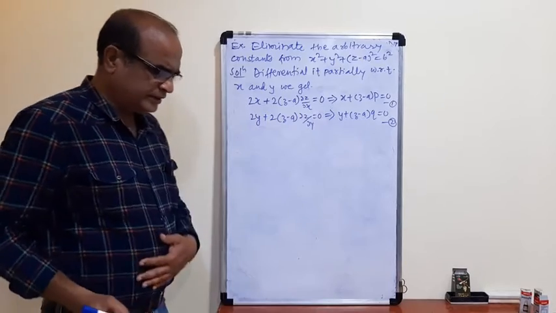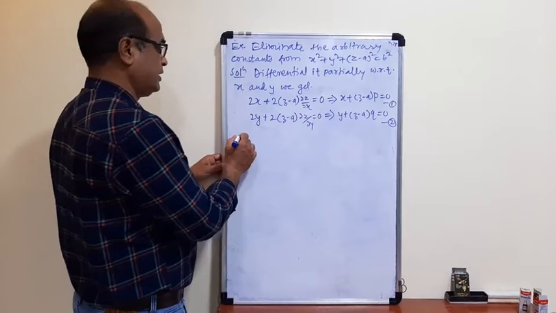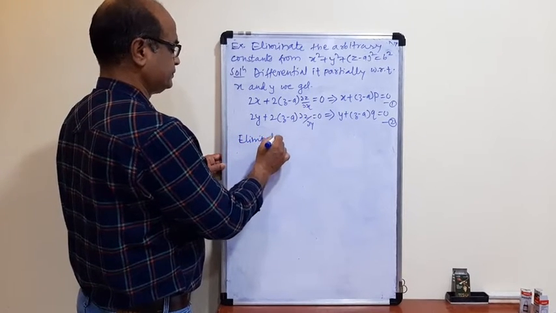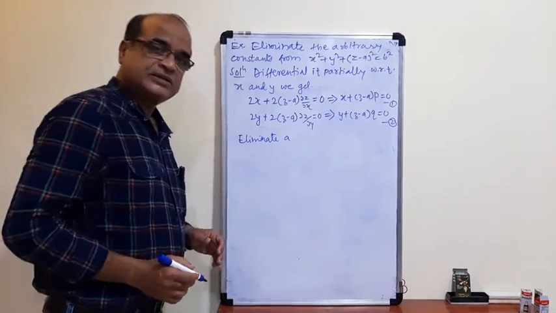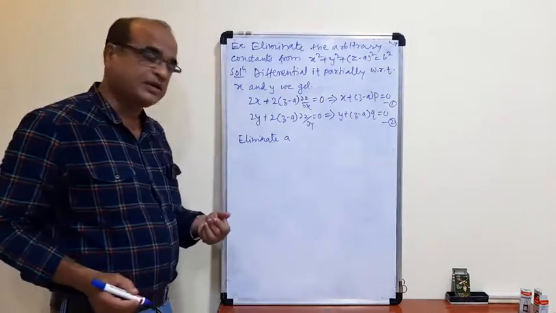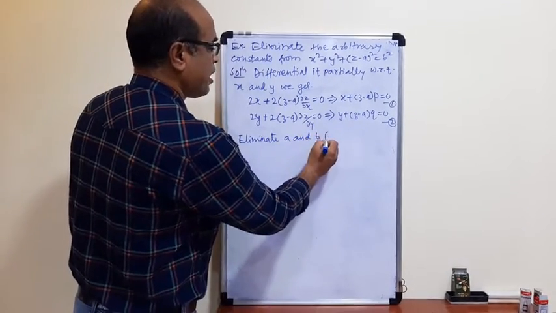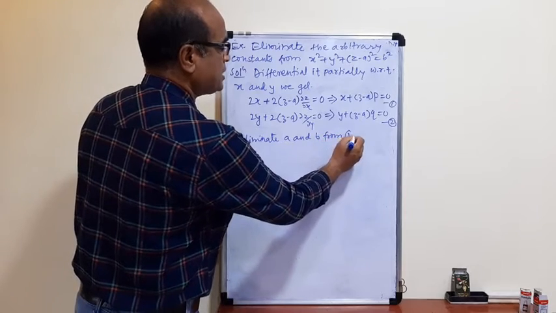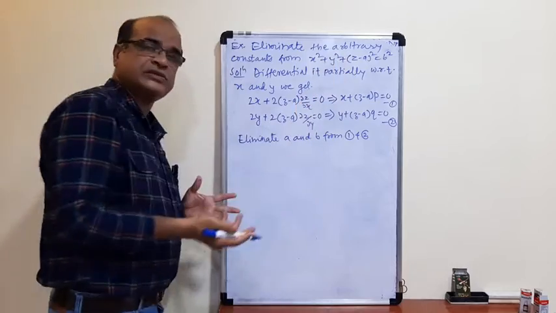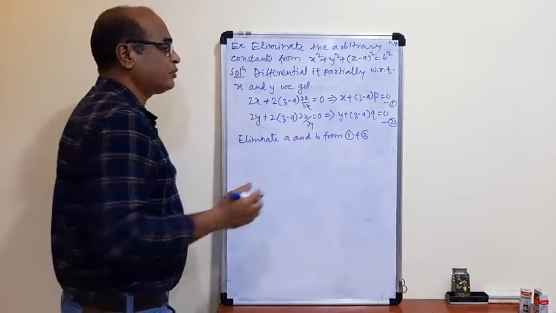So eliminating a and b from equations 1 and 2, we get the required equation. What is the method here? To eliminate the arbitrary constants a and b, we get the required partial differential equation. Eliminate a and b from 1 and 2, or you can use this equation also. It depends on the example here.